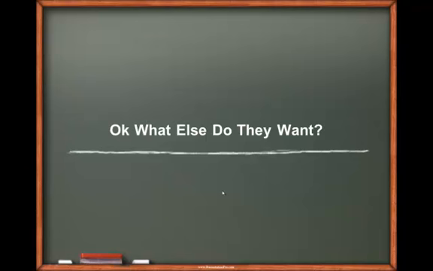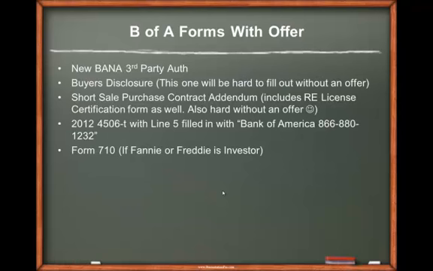What else does Bank of America want on a file nowadays as of April 14th? They want the new BANA third-party authorization. They want the buyer's disclosure. This one is going to be really hard to fill out if you don't have an offer. They want a short sale purchase contract addendum. That attachment would include the real estate license certification form as well. That's also hard to fill out without an offer or a selling agent. They want the 2012 4506T with line 5 filled in. Just put Bank of America and the phone number there as you see, and then a Form 710, and we've already discussed that, and you're going to be able to watch that in the video here in just a minute.